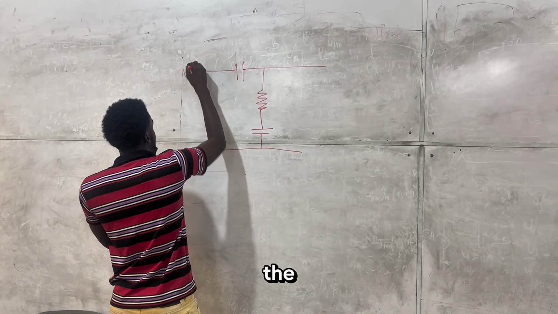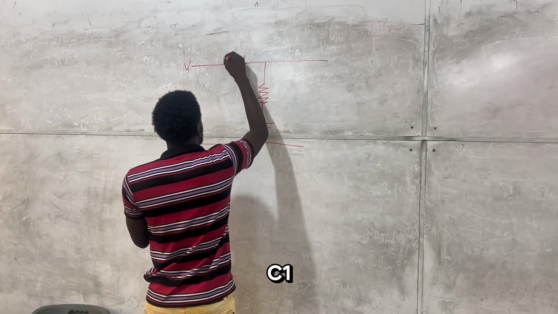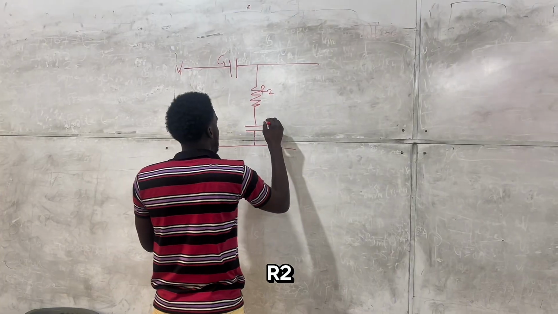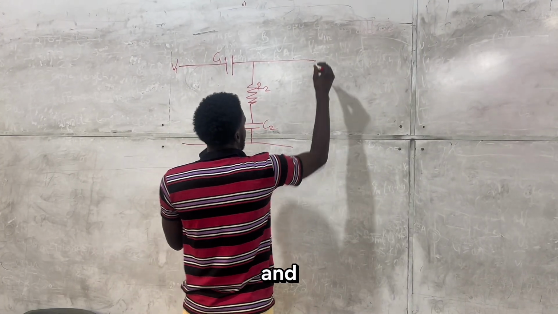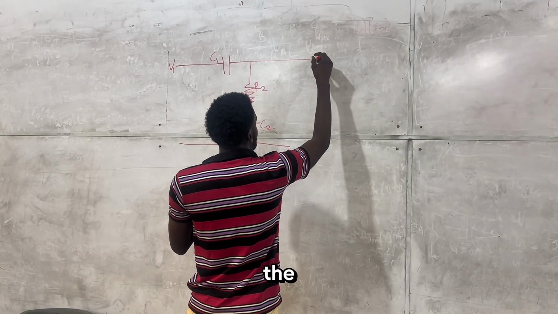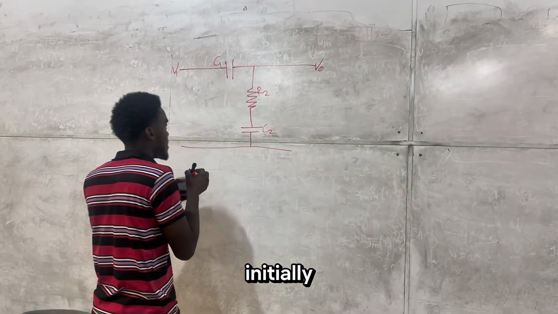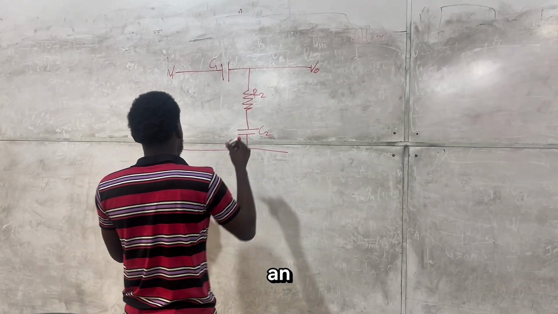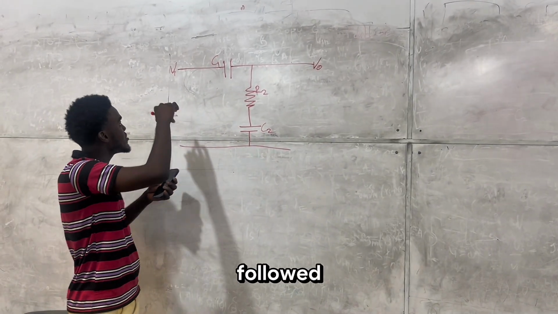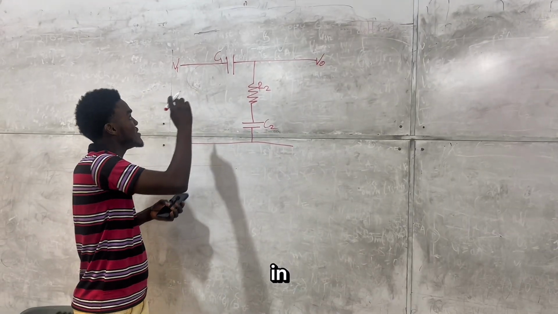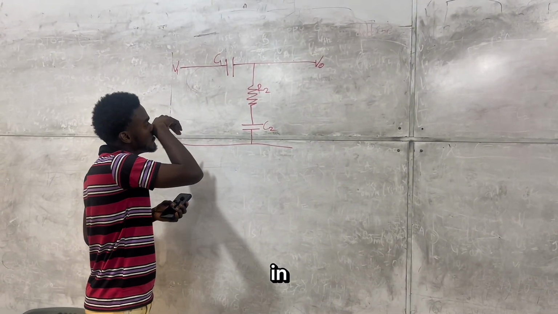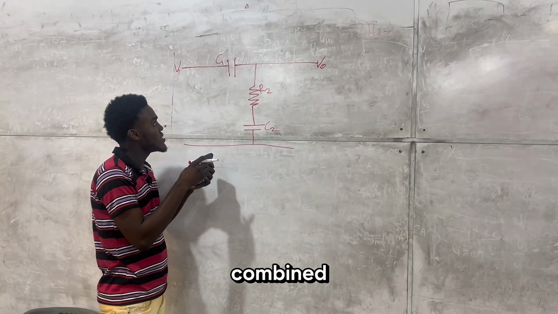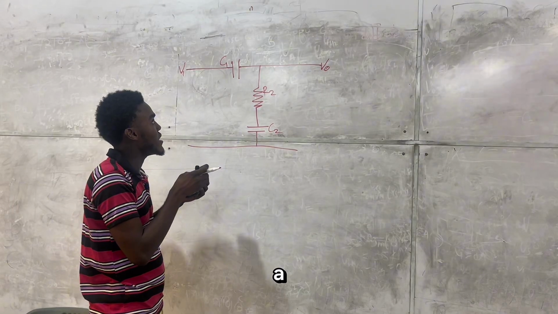So we have the V in, C1, that's the first capacitor, a resistor R2, capacitor C2, and then the output. The circuit consists of an input voltage followed by a capacitor C1 in series, which is in parallel with R2 and C2 all combined, giving out the output.